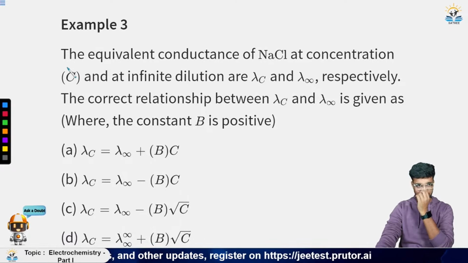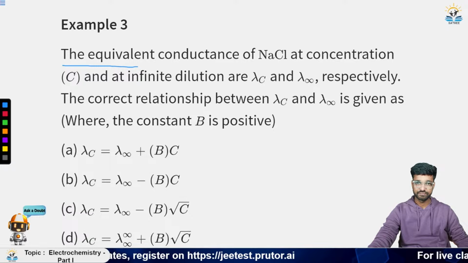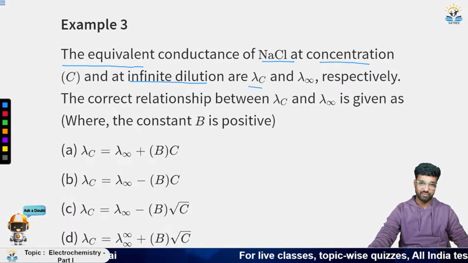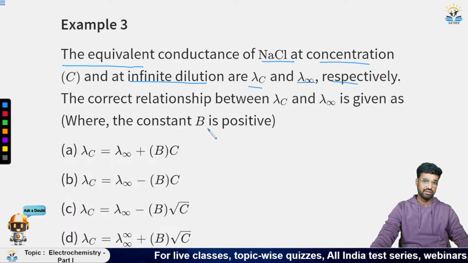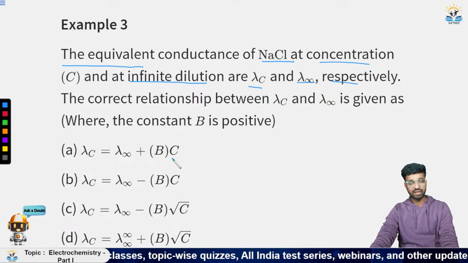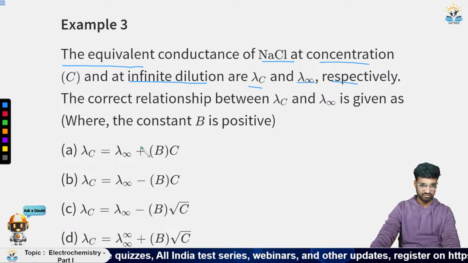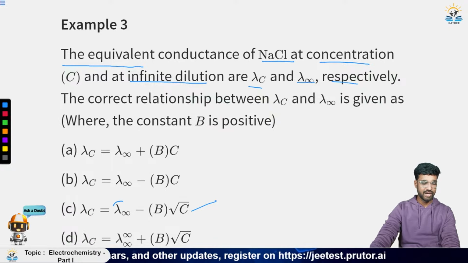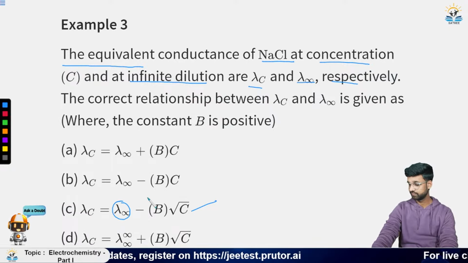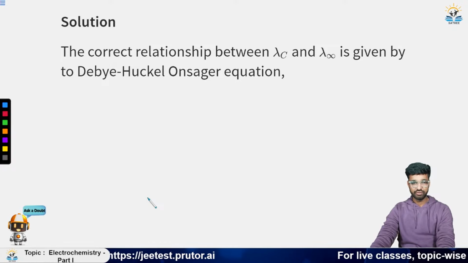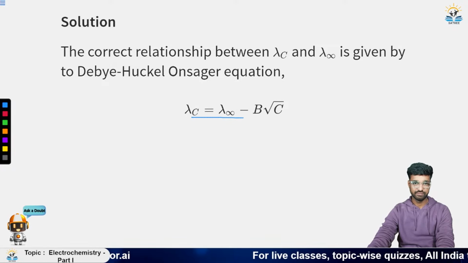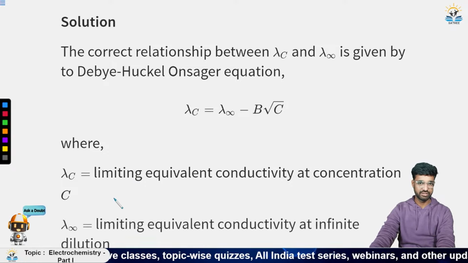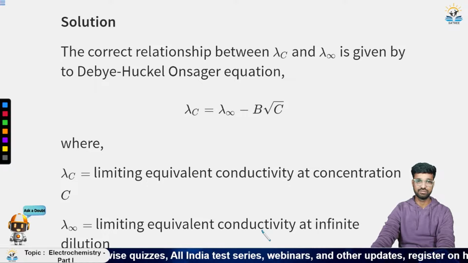Now the next question is to find the equivalent conductance of NaCl at concentration c and at infinite dilution, lambda c and lambda infinity respectively. This is nothing but the Debye-Huckel-Onsager equation. You have to find which one is correct. We know very well it is this one: lambda c is equal to lambda at infinite dilution minus b root c. The same thing is written here, where lambda c is the molar conductivity at concentration c and lambda infinity is that at infinite dilution.